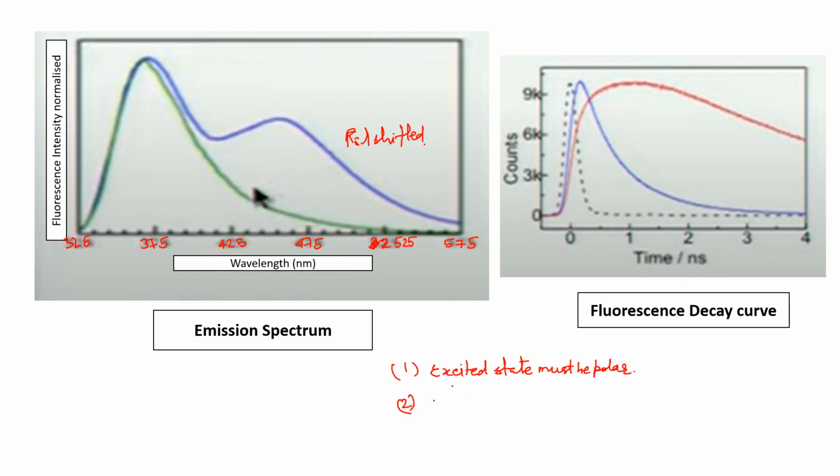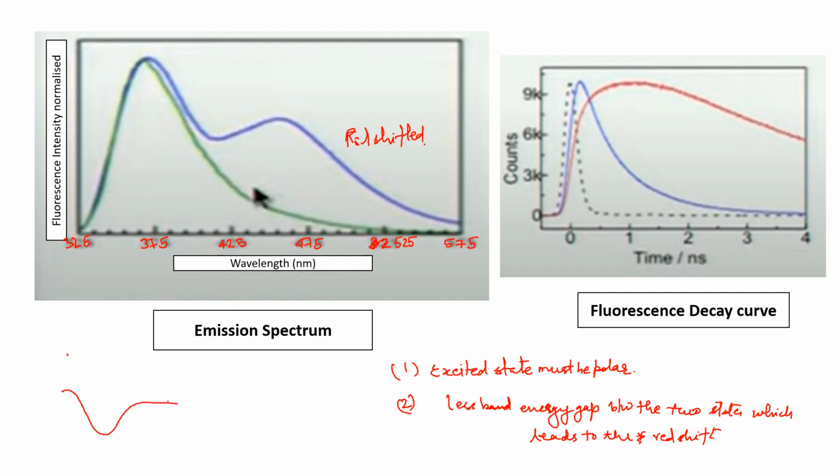Now the another thing is that in the excited state, there is a less band or less energy gap between the two states, which leads to the redshift. Okay, we can also say it to be like this.